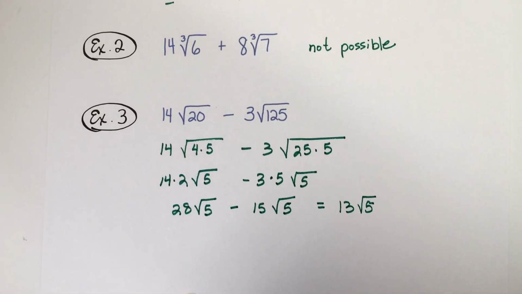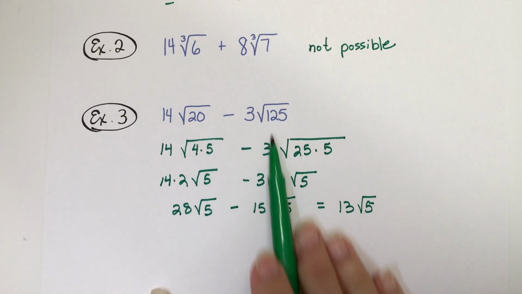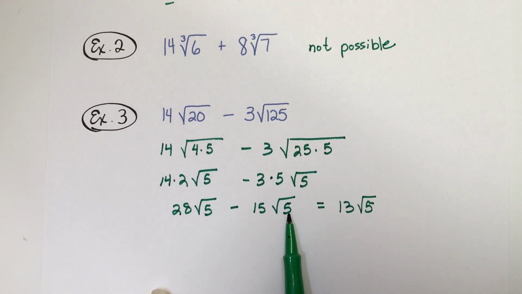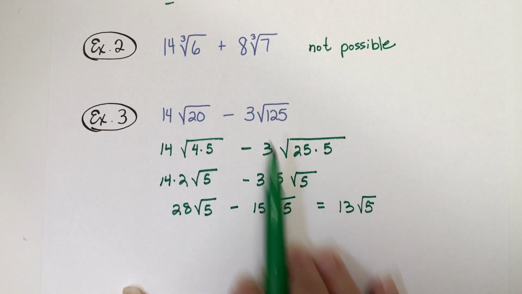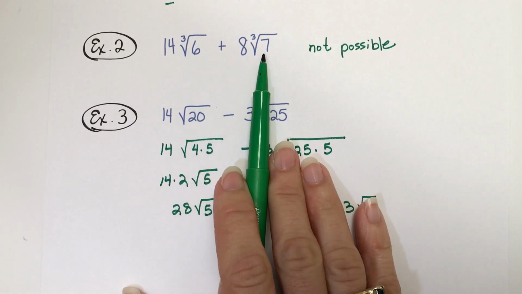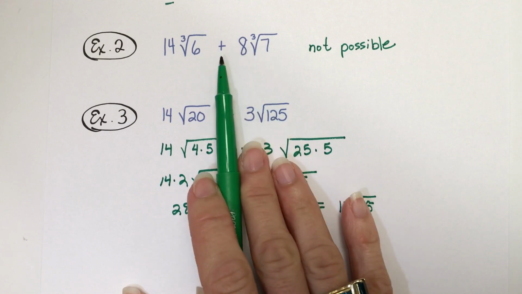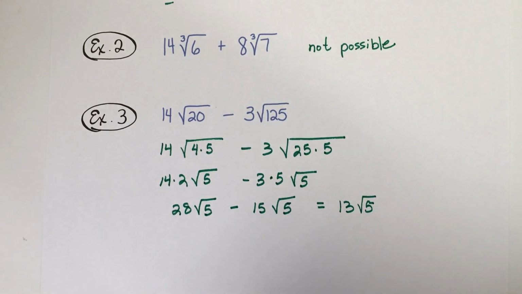So if you can simplify, then you are expected to simplify, and hopefully once you do that, then you'll be able to combine them together, okay? But like in this case, there just wasn't any simplifying I could do with these particular numbers, therefore I can't add them. It's just not possible.